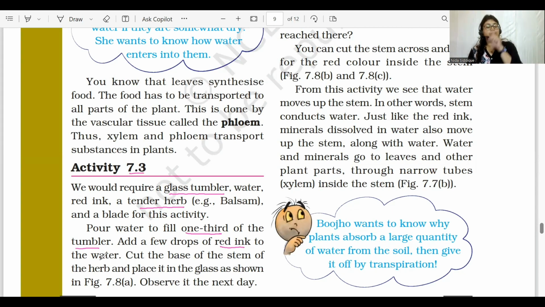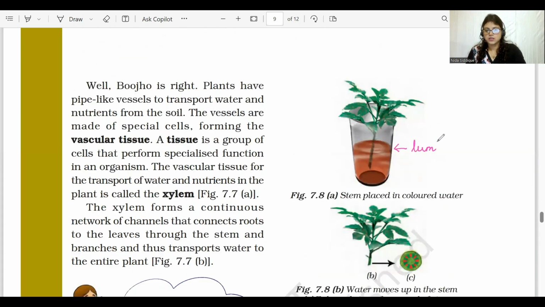Now we will cut the base of the stem of the herb and place it in the glass as shown in the diagram. Let's look at the diagram. We have taken a tumbler. We have filled it with water, and in the water we have added red ink.